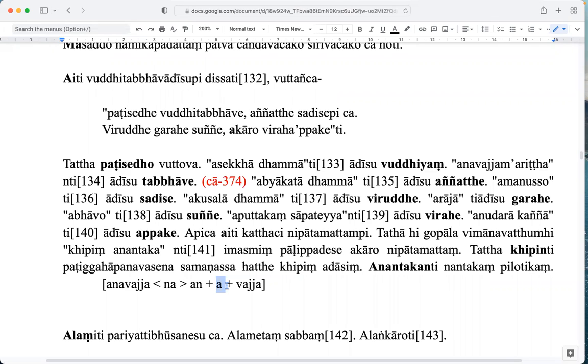What I understood from what Sayadaw said is, for example, if we only use awajja, I'm not talking about anawajja now, if you use only awajja, then a is a negation. But now we are talking about anawajja. So the a in anawajja is like the tapawa or sakata meaning. No special meaning. Right. That point.